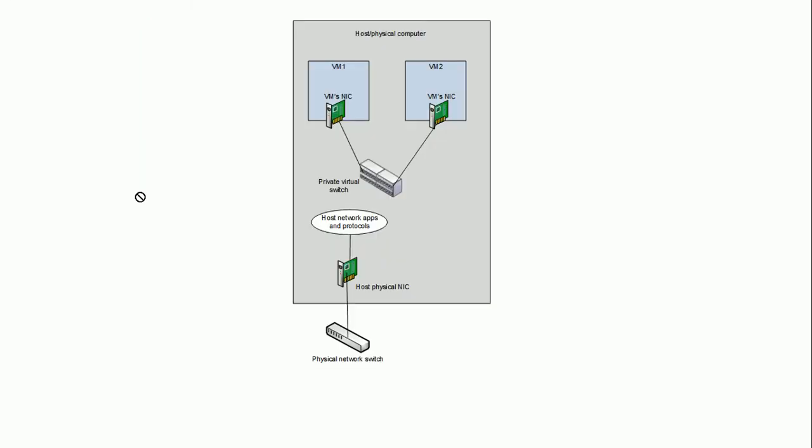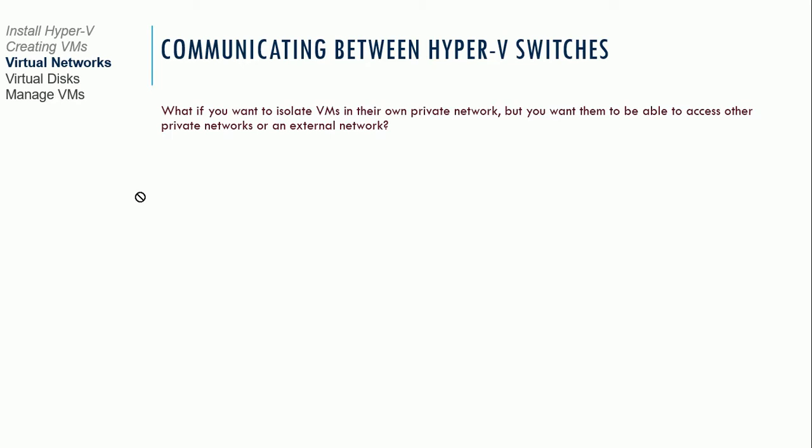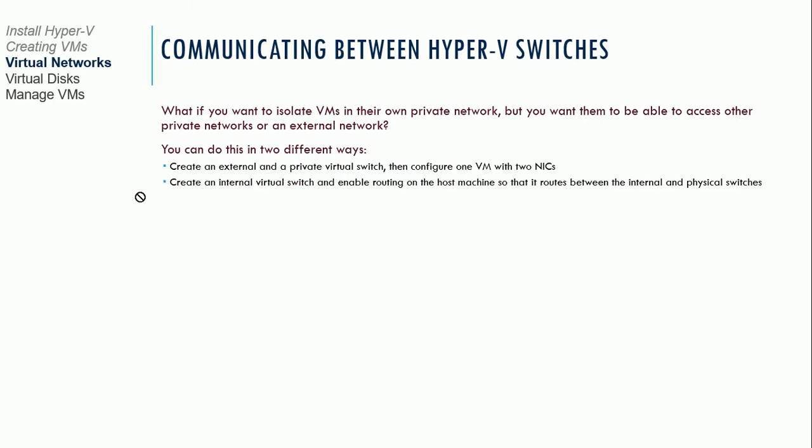And this is just, again, another diagram of what that might look like. If you want, you can isolate VMs in their own private network, but if you want them to be able to access other private networks or an external network, you can do that a couple of different ways. You could create an external and a private virtual switch, and then configure one VM with two NICs, so it would act as a router between those two.